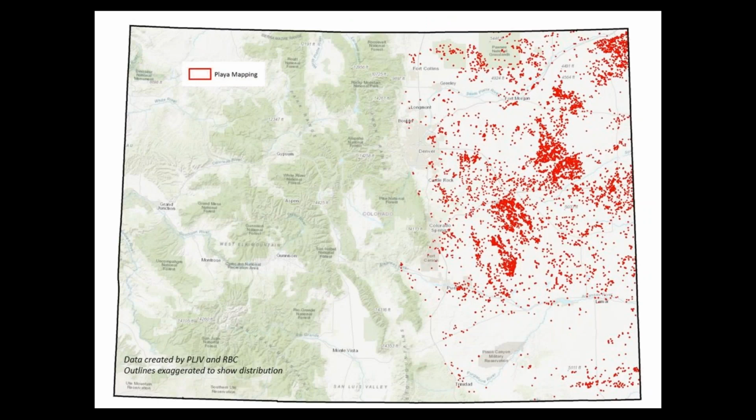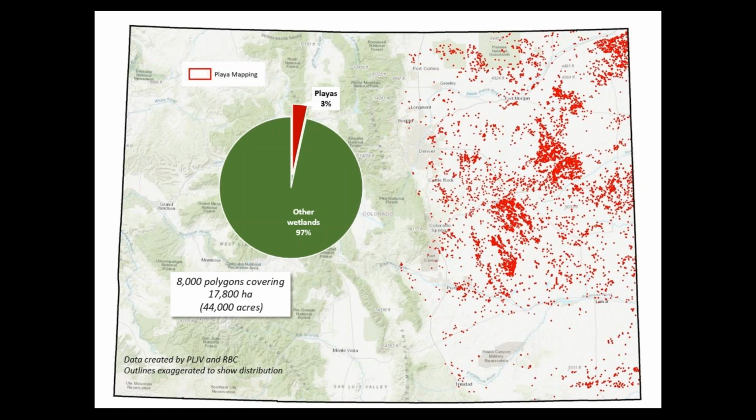This is a map showing playas that was created several years ago by the Playa Lakes Joint Venture and Bird Conservancy of the Rockies. Based on these data, Colorado contains 8,000 playas, covering 17,800 hectares or 44,000 acres. This represents only 3% of all wetland acres and, like fens, a tiny fraction of the landscape as a whole.